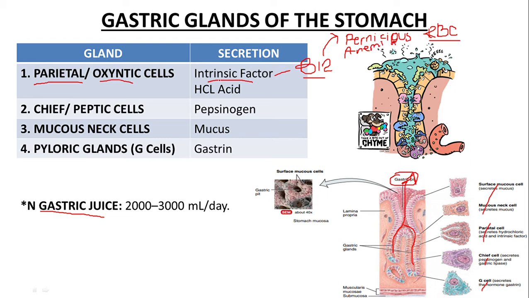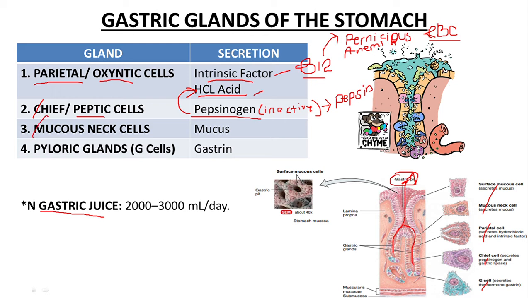Next, the parietal cells also secrete hydrochloric acid. Then you have your chief or peptic cells releasing pepsinogen, which is actually an inactive form. Pepsinogen is inactive until it makes contact with the hydrochloric acid, then it becomes activated and is now called pepsin. Pepsinogen is inactive, pepsin is the active form, but it needs to make contact with HCl. So that's why they're known as your peptic cells.